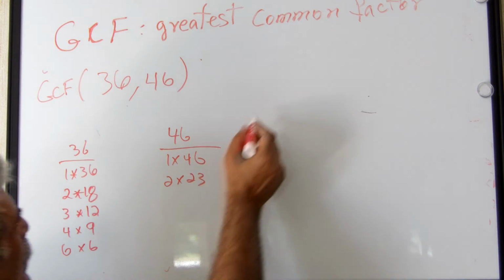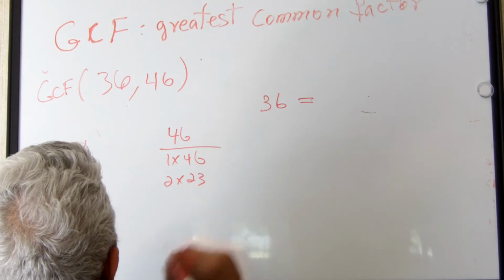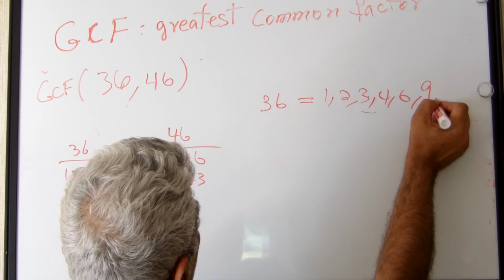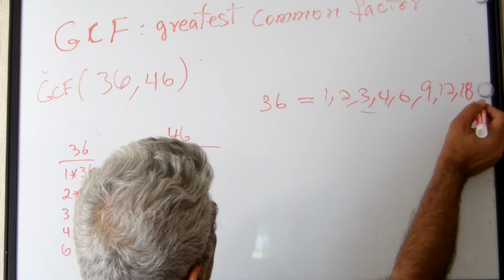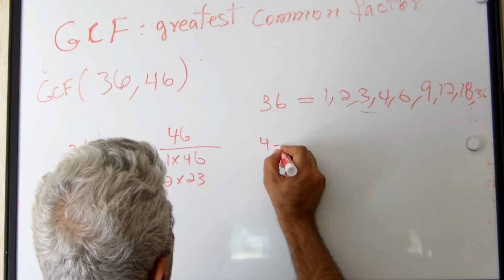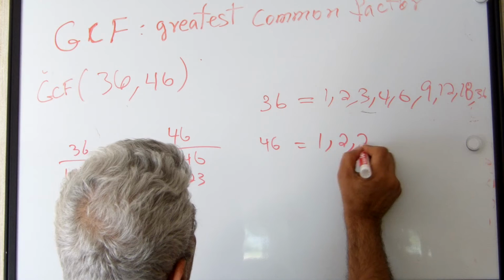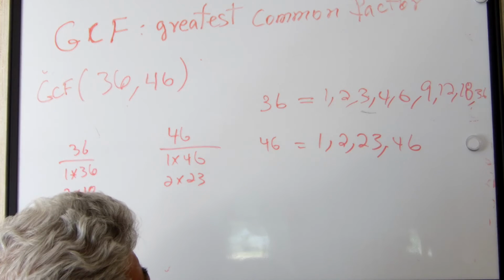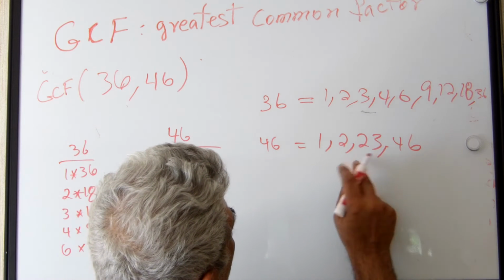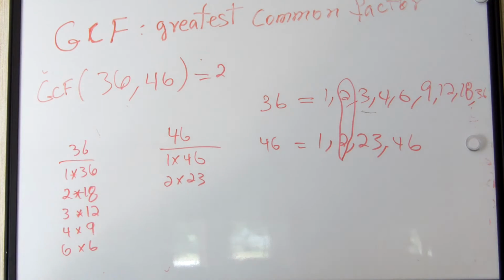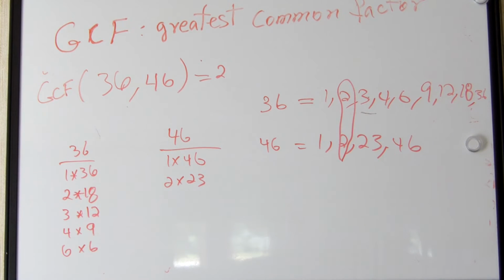So the factors of 36 are 1, 2, 3, 4, 6, 9, 12, 18, and 36. For 46 they are 1, 2, 23, 46. See, the only common one you see is 2. So the GCF of these is 2. And you can always check with a calculator.